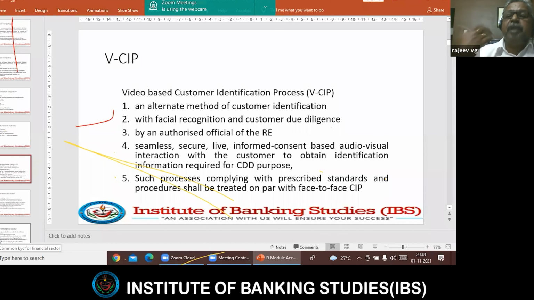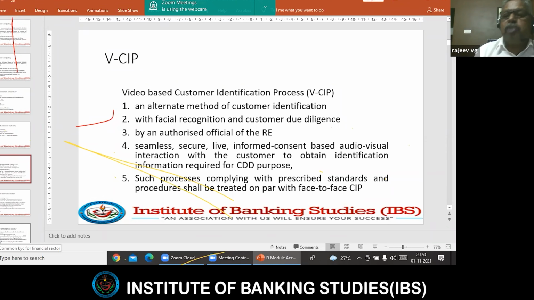Such processes complying with prescribed standards and procedures shall be treated on par with face-to-face. Whenever the customer is coming to the branch, giving you the documents, you are making some inquiries, you are interviewing the person and you are permitting to open the account, then you can say that it is a face-to-face customer identification process. So whenever you are doing it through a video or through an audio-visual interaction, and if it is secure and consent based, with the prescribed securities in place, it will be treated as at par with the face-to-face customer identification process.